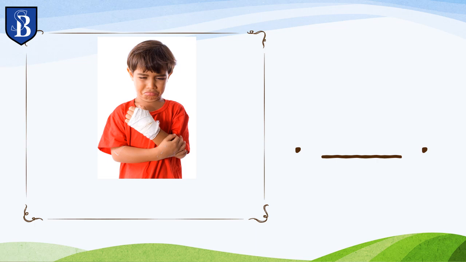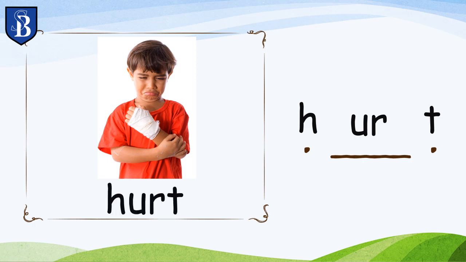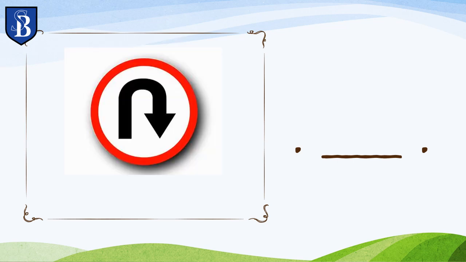Let's see how we did. We needed a H to make the sound at the beginning of hurt. We need a U-R to make that digraph, and finally we use the letter T to make the T at the end of the word hurt. Hurt. H-U-R-T. Well done. Let's try another word.